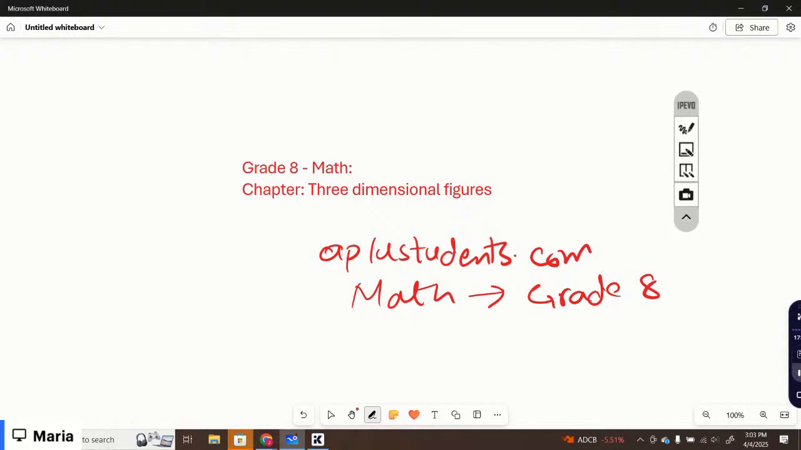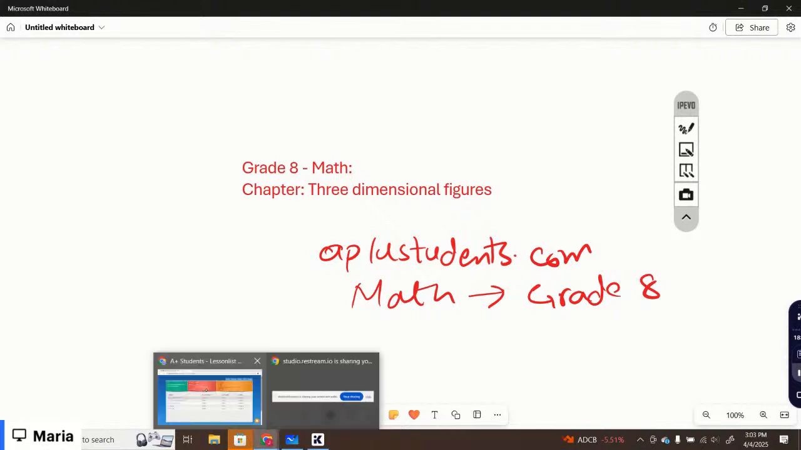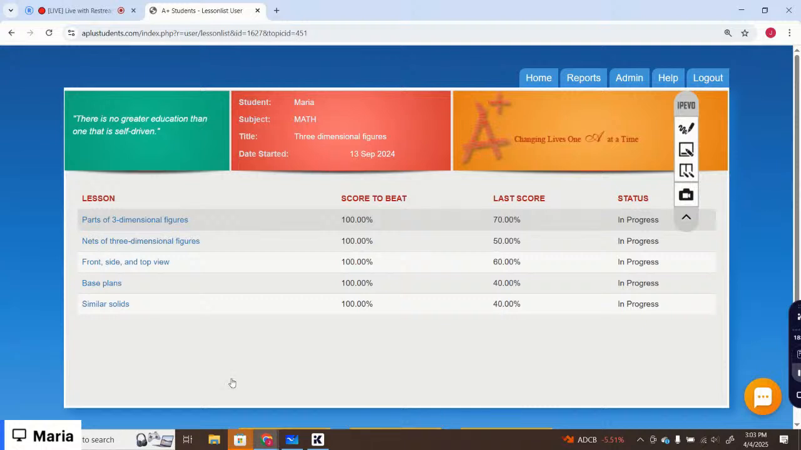Please make sure you have your notebook and pencil so that you can note down the important examples and definitions as well. The math chapter we're on right now is three-dimensional figures. Let's start with the first lesson, that is of three-dimensional figures.